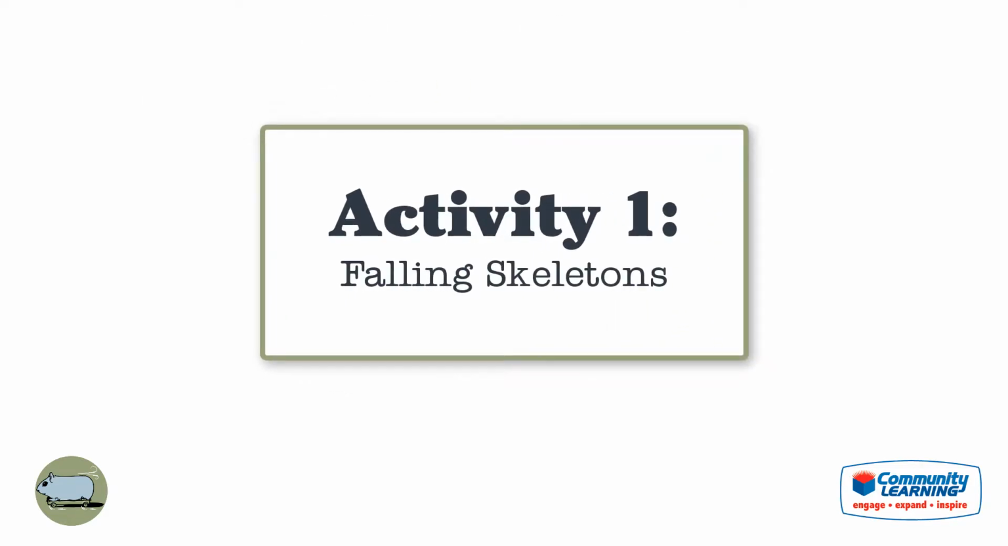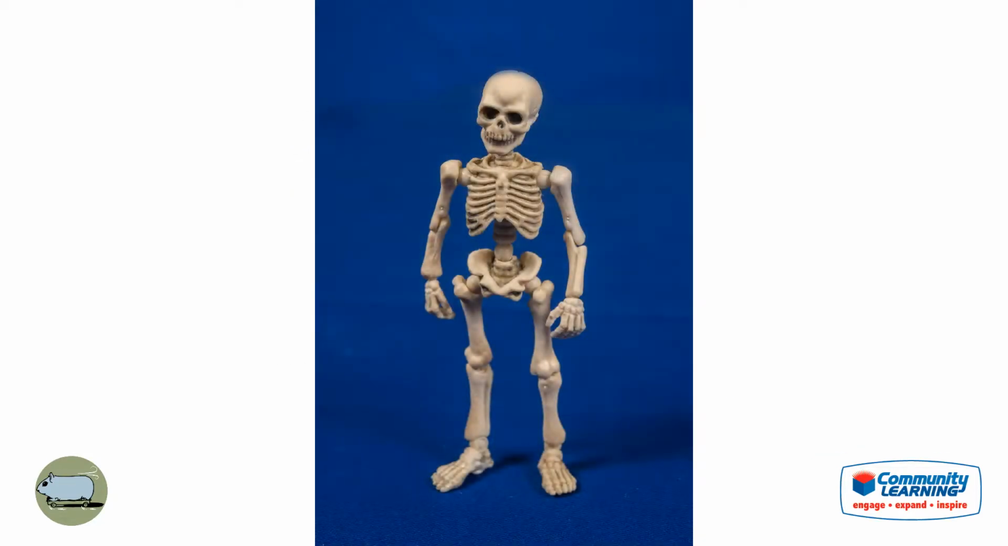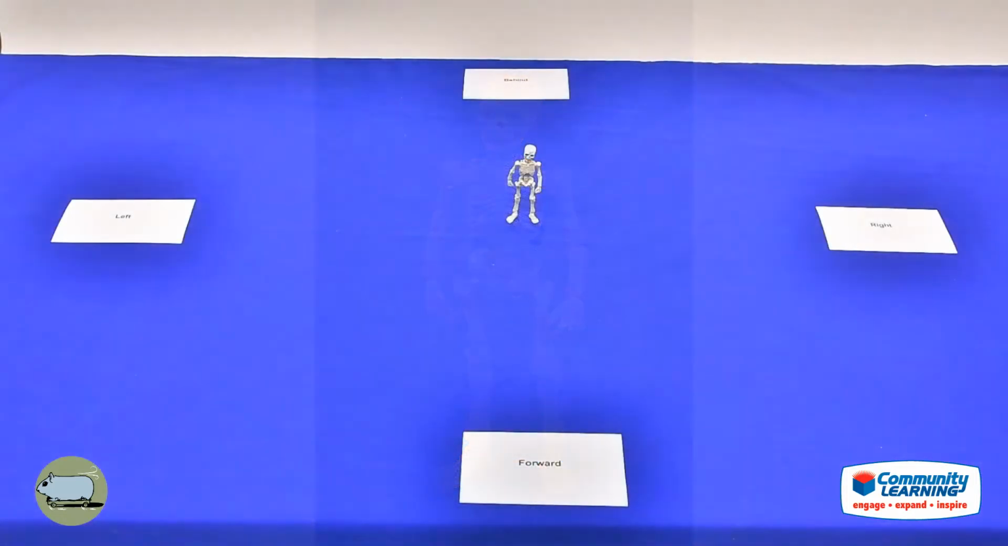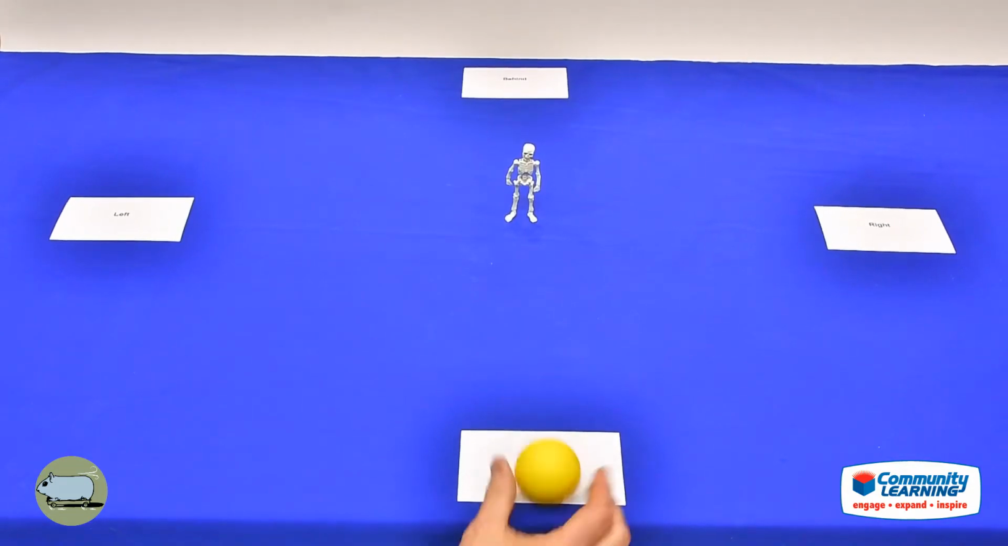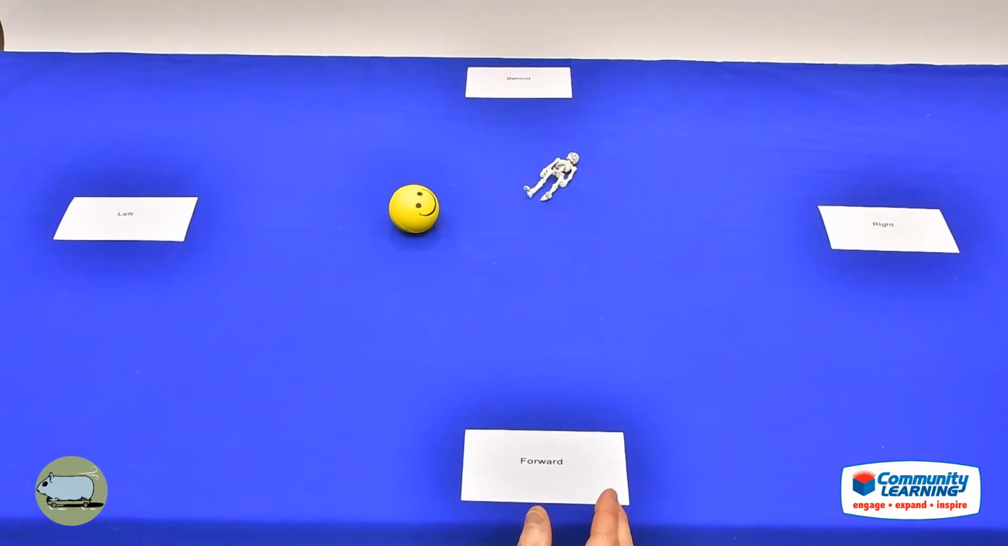Activity 1. Falling Skeletons. Give your students some time to get familiar with the miniature skeleton models used in this activity, exploring how it moves, balances, stands, and falls. Place the skeleton in the middle of the work area with the directional stickers in the appropriate places around the model. Each sticker needs to be about 12 inches away from the skeleton. Students will start with the ball on a sticker and roll it towards the skeleton.